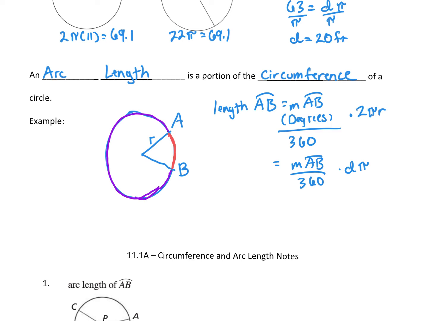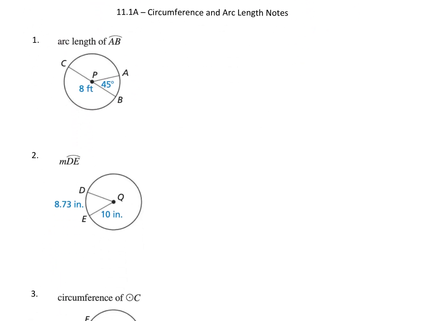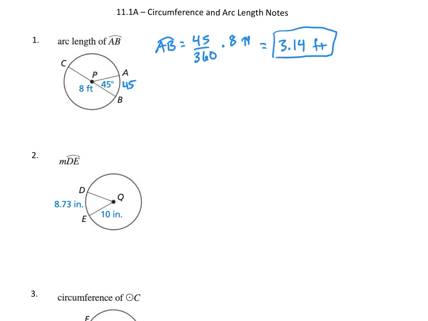So let's do some examples. Number 1, we want to find the arc length AB. So AB in this case is 45 degrees. So it's 45 divided by 360 times 8 times pi, 8 pi being the whole circumference. We multiply all that through, that is 3.14 feet. Punch that into our calculators.